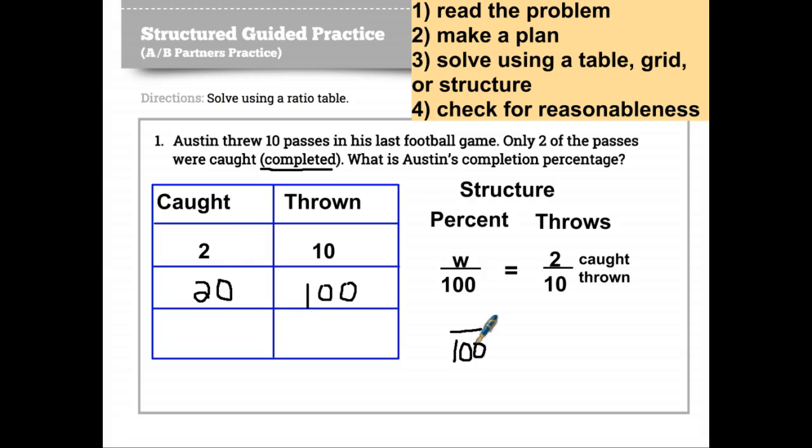Looking at the structure, I'm going to rewrite my structure here, and you're rewriting this in your book. I'm going to put the factor box, and I'm going to write 2 to 10. And again, I'm going to look at what did I do with the 10 to get 100. I multiplied by 10. That means what am I going to do with the 2? I'm going to multiply 10 times 2, and that's going to give me 20. This is my percent side. What is Austin's completion percent? It's 20%. Make sure you have all of this copied down.